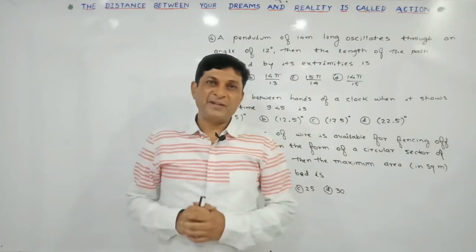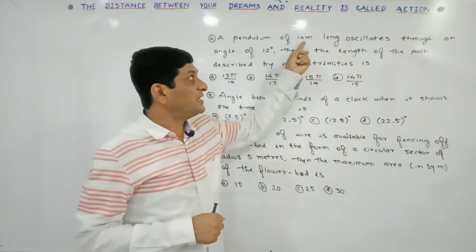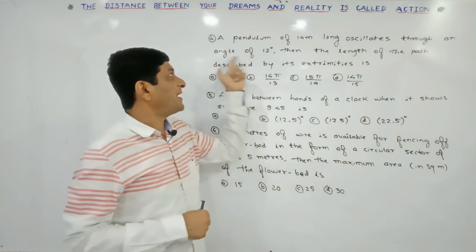Now see example number 4. In this example, a pendulum of 14 meter length oscillates through an angle of 12 degree.